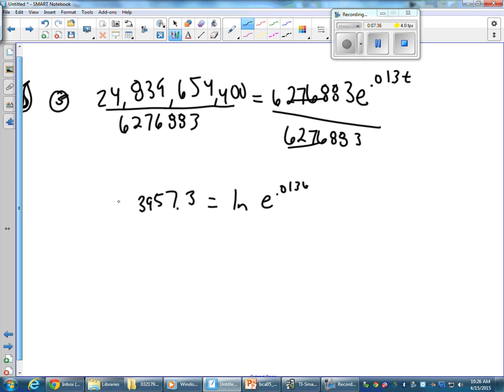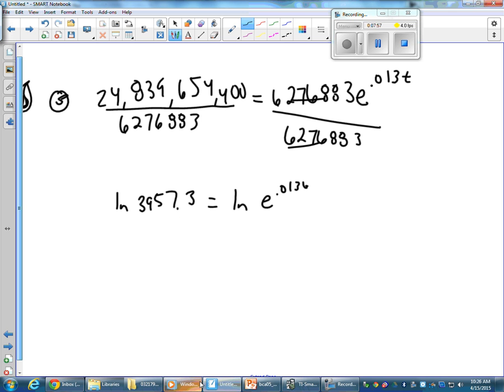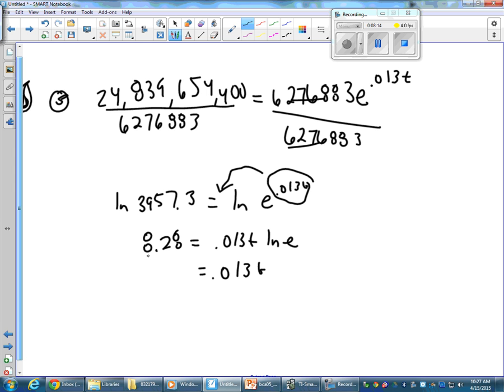Natural log both sides. So now I want to do the natural log of that 3,957. And I'm just going to put natural log of, instead of retyping it, I'm going to put the answer. You'll get roughly the same thing if you type in 3,957.32. I'm trying not to round too much. So 8.28 is what I get. So 8.28 for this side equals, now I'm going to take this and pull it down to the front. So 0.013t times the natural log of e, which is 1. So 0.013t equals 8.28. Divide by 0.013.